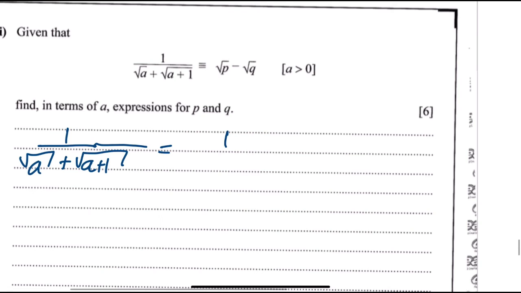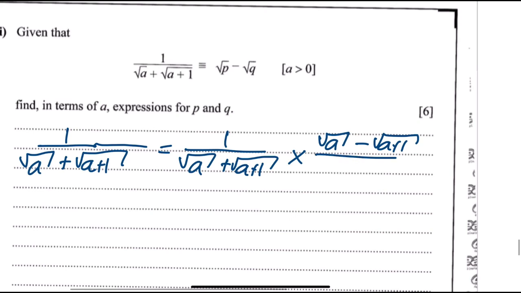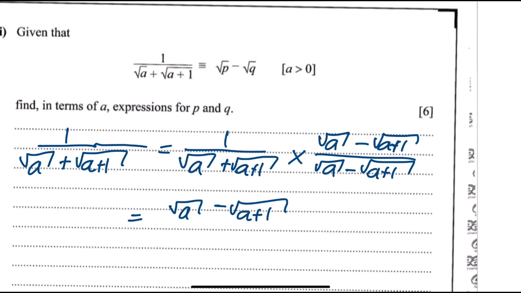So how you do that, we'll write the thing out again. And then times top and bottom by root of A minus root of A plus 1. Now, it actually turns out very nicely. You've got root of A on the top. Multiply 1 times the root of A minus root of A plus 1. That's what you get on the top.